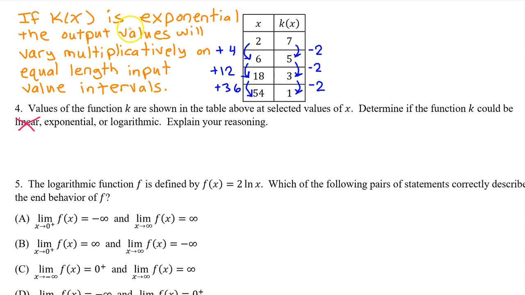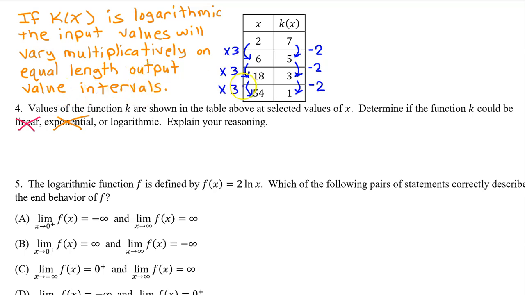If k of x is exponential, the output values will vary multiplicatively, or you could say proportionally, on equal length input value intervals. We do not have equal length input value intervals, so this is not looking good for exponential. However, if k of x is logarithmic, the input values will vary multiplicatively on equal length output value intervals. And that is exactly what we see. The input values vary multiplicatively for equal length output value intervals.